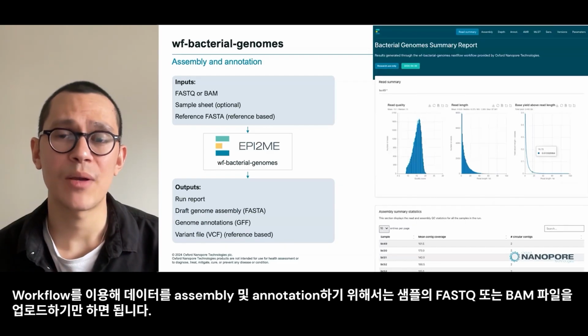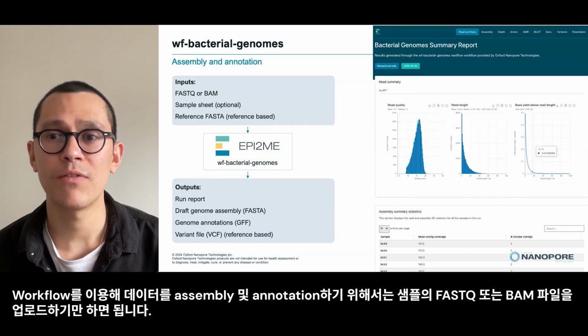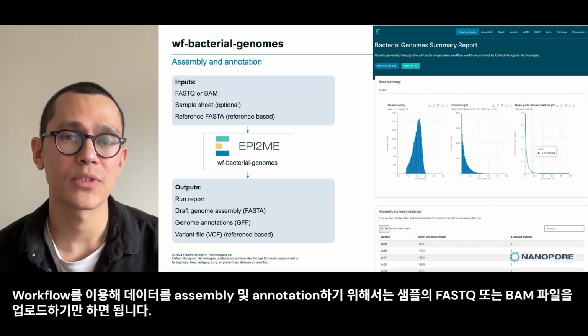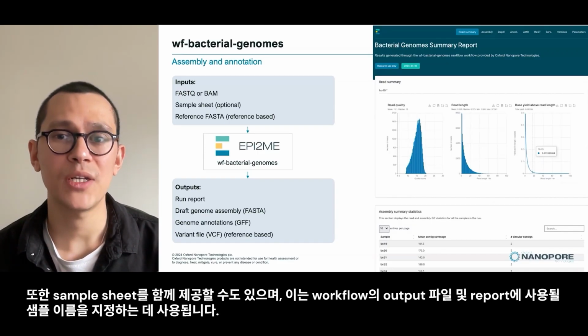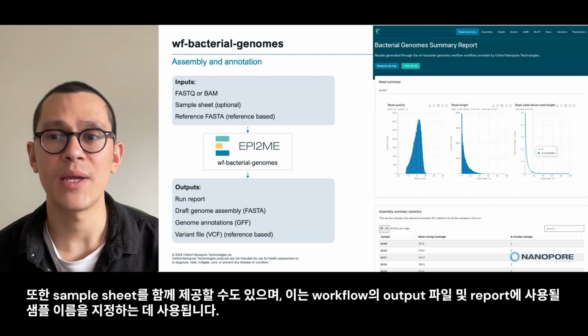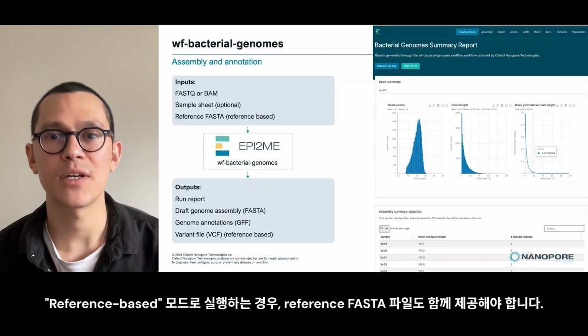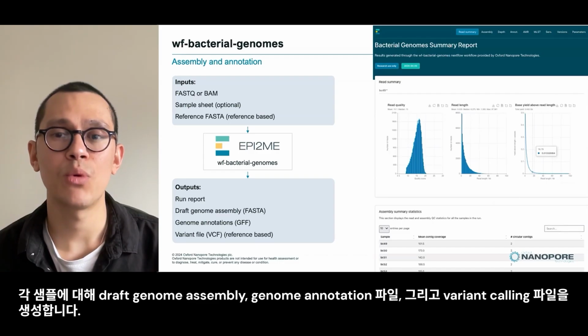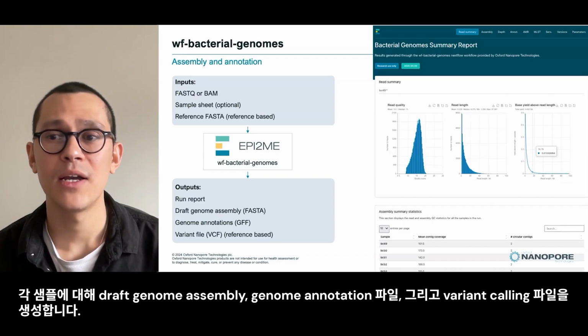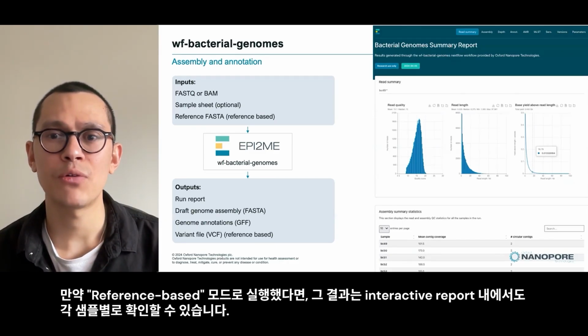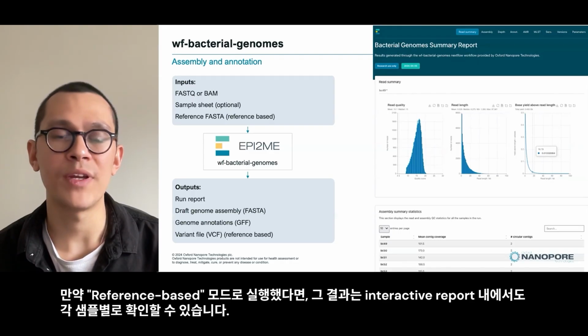To get started assembling and annotating the data with the workflow, we simply need to provide the FASTQ or BAM files of your research samples. You can also provide a sample sheet, which can be used to dictate the sample names for the workflow outputs and report. If running in reference-based mode, you'll also need to provide a reference FASTA. For each sample, the workflow will produce a draft genome assembly, a genome annotation file, and a variant calling file if run in reference-based mode. The results will also be available for each sample within the interactive report.